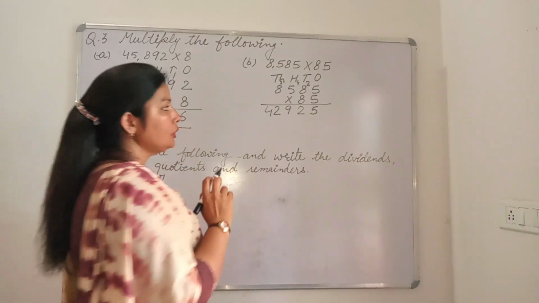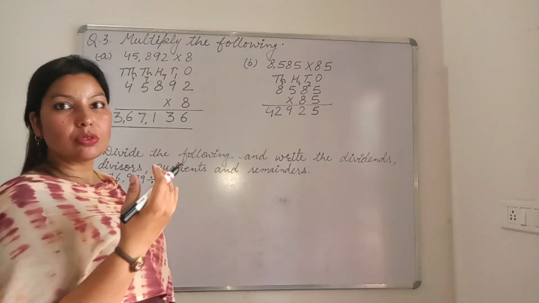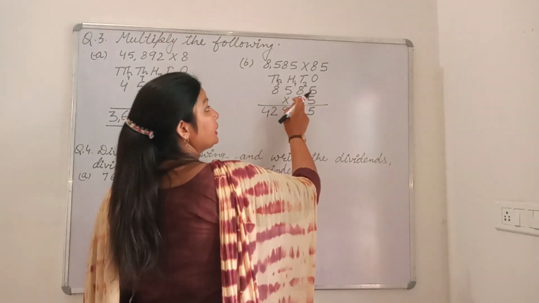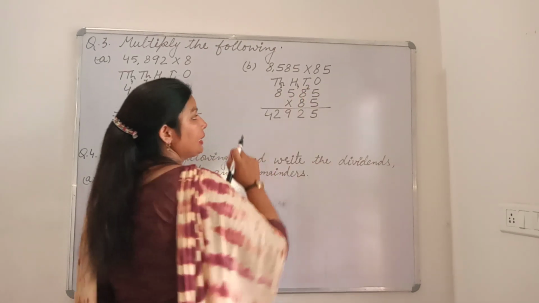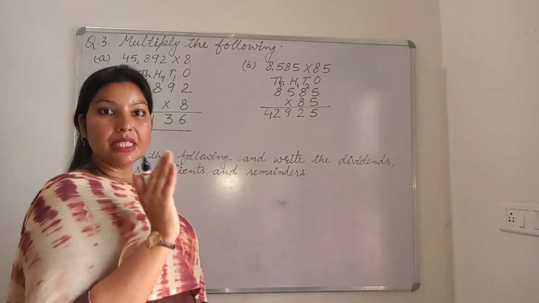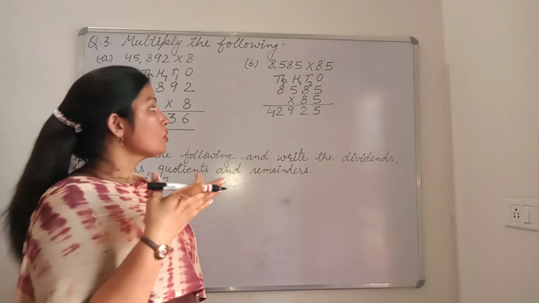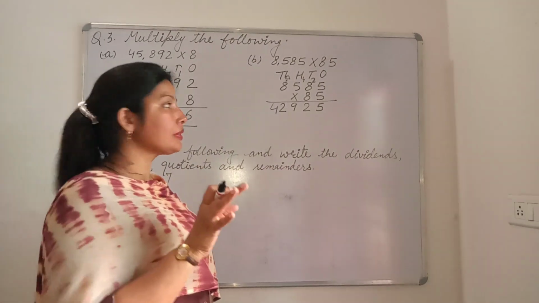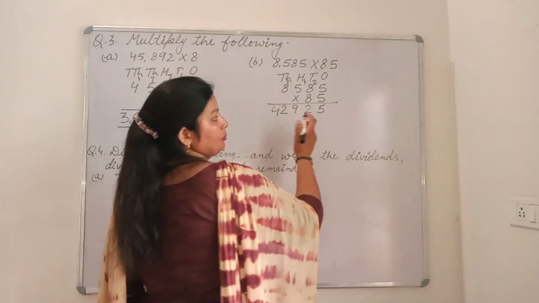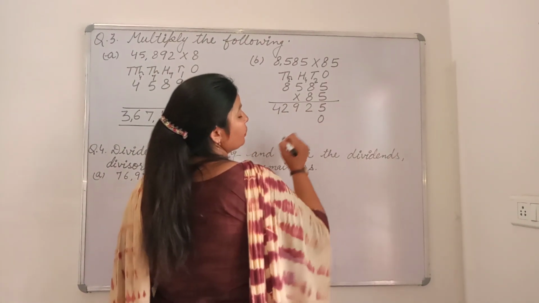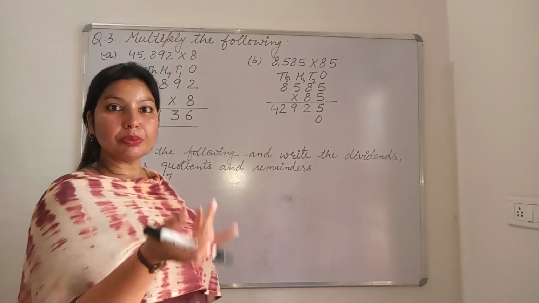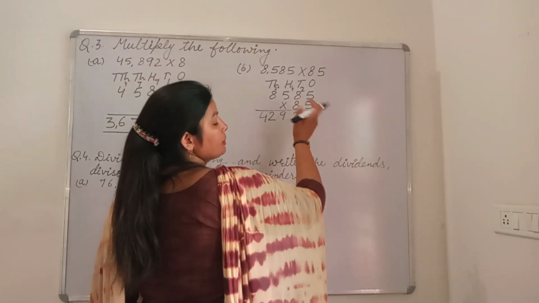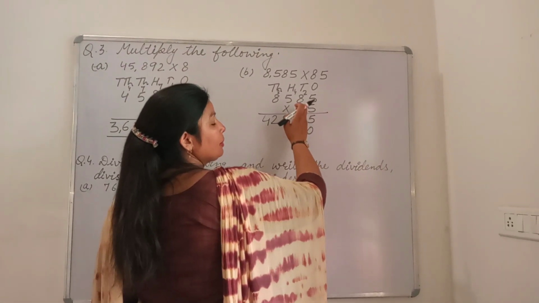Now what do we do? Now we should make the ones column a cross, otherwise we can put 0, because now we should multiply by 8 tens. When we multiply by 8 tens, our ones column has 0. So we can make it 0 also, and we can make it a cross also. As always, 8 tens means 80. So the ones column will be 0. When we multiply by 80, firstly we put 0 in the ones column. Now we should multiply by 8.